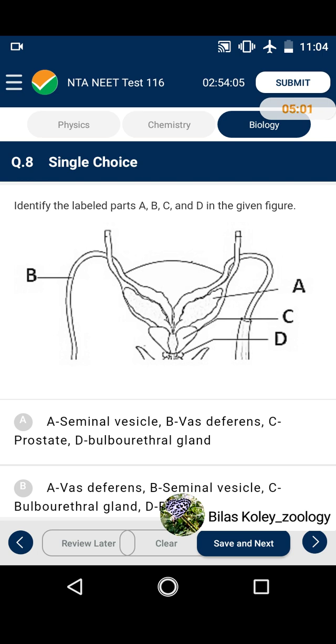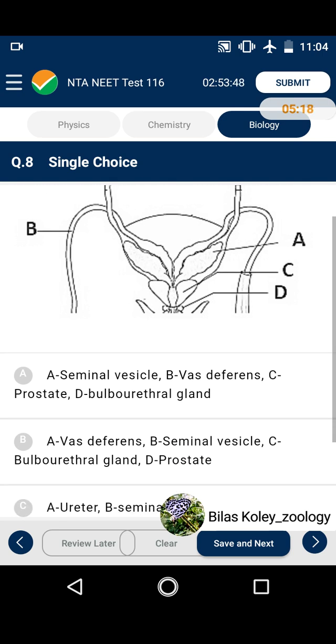Now we have to identify the A, B, C, D in this figure. Now the options are seminal vesicle, vas deferens, prostate, bulbourethral gland.